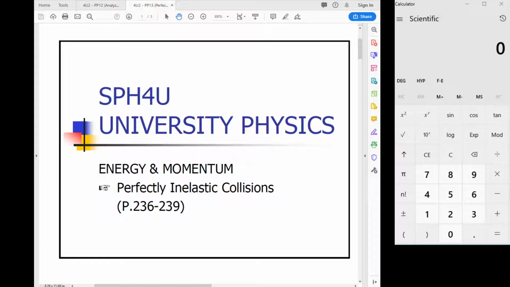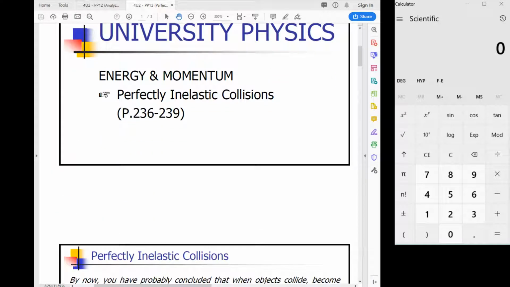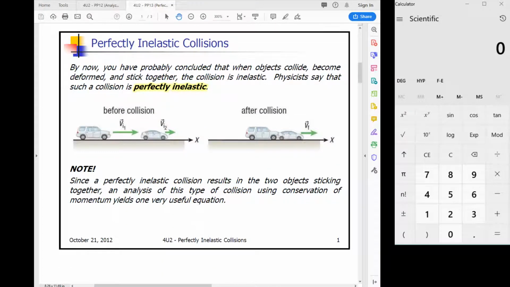So this lecture is on perfectly inelastic collisions. This is a section in your textbook, 5.3. It kind of starts at page 235. It's not a full section in the book, but I treat it separately because I want to show you how to do these perfectly inelastic problems and the perfectly elastic problems a bit separately, because they're a little bit more involved than just analyzing a collision.